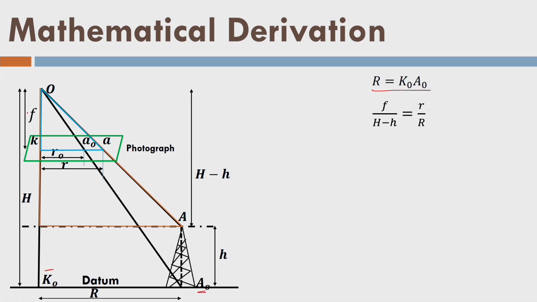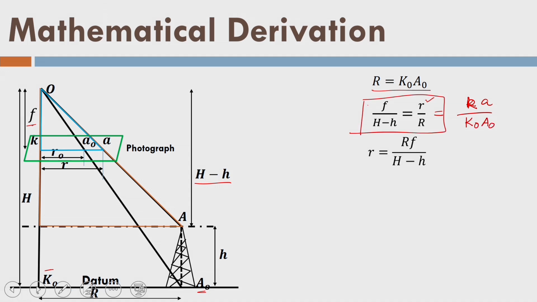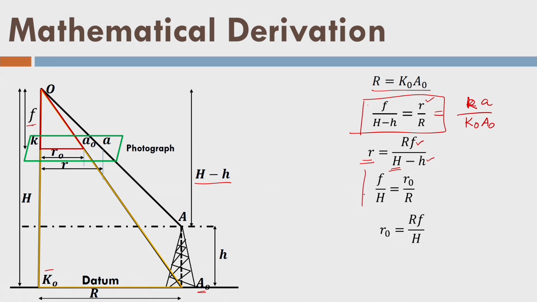If I take the two triangles, the ratio of f to the flying height H minus h is equal to r by R, where r is small ka divided by K0A0. So, I can write that the radial distance r of point A from the principal point is equal to R times f divided by (H minus h). Similarly, from the other triangle I can write this relationship: f upon H, that means the ratio of focal length to the complete height H, which is this height, equals ka0 divided by K0A0.